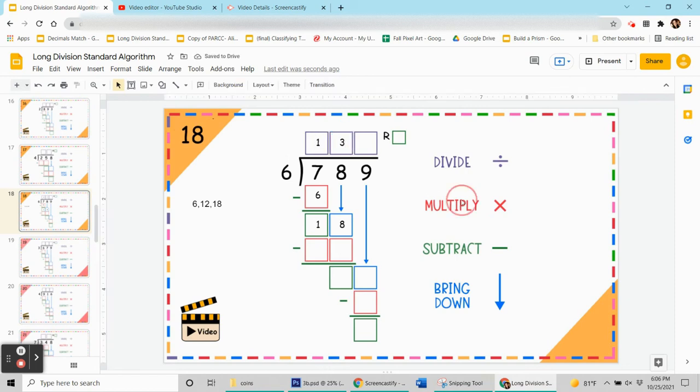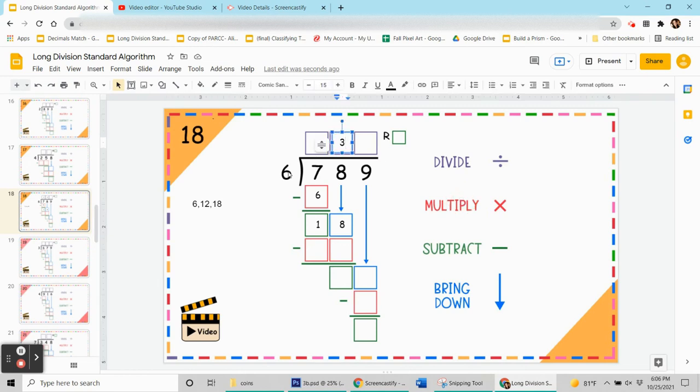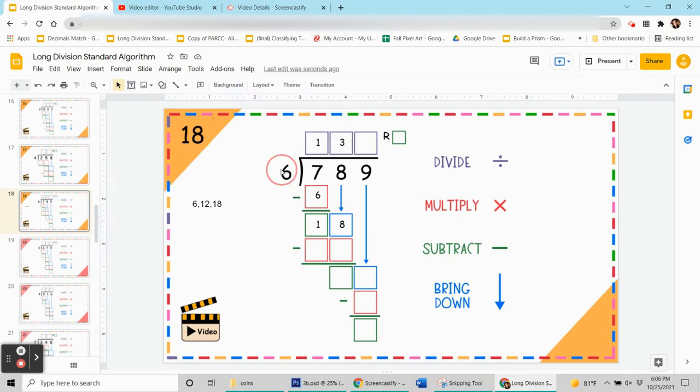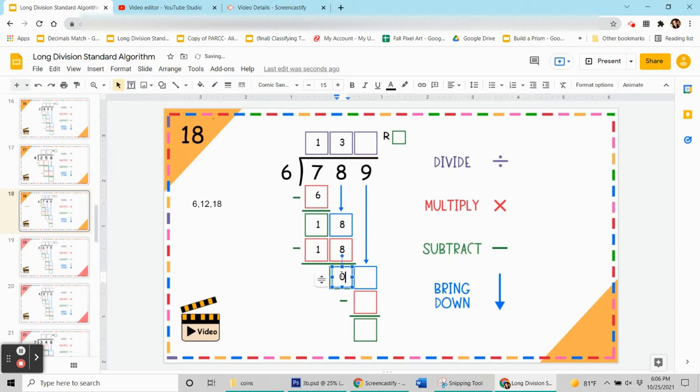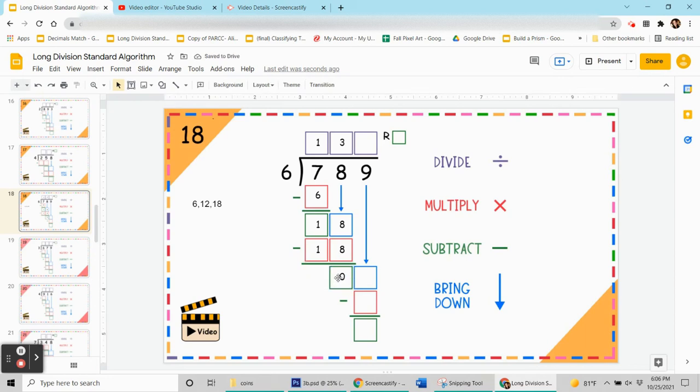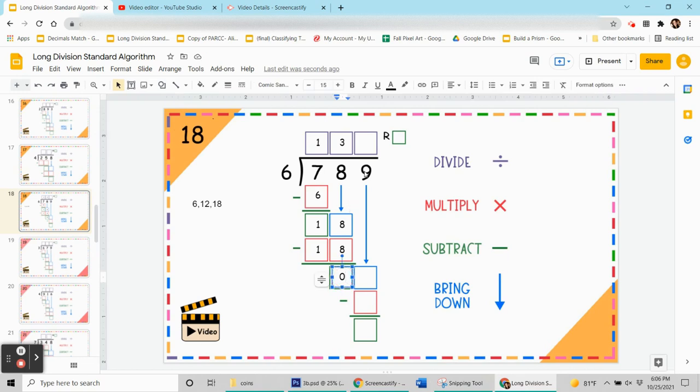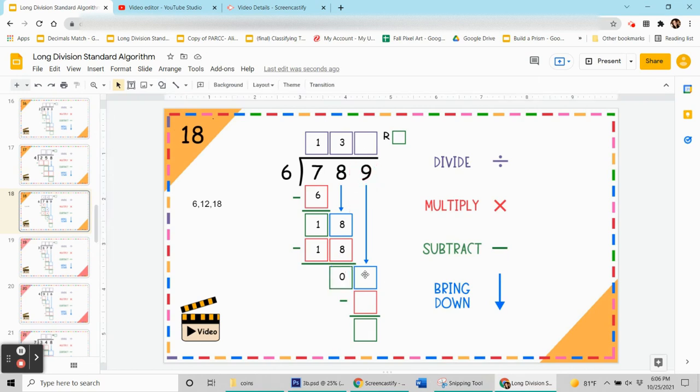The next step is to multiply. So you're going to use the last thing you touched, which is the 3, and that same 6. So 3 times 6 is 18. So we used all of it up, but we're still going to subtract. And 18 minus 18 is 0. So we can't really use that 0, right? And there's nothing left over, but we are ready to bring down our next and last digit, which is the 9.